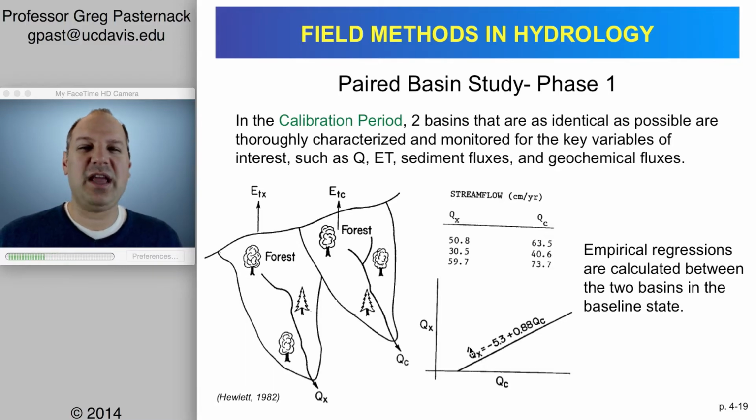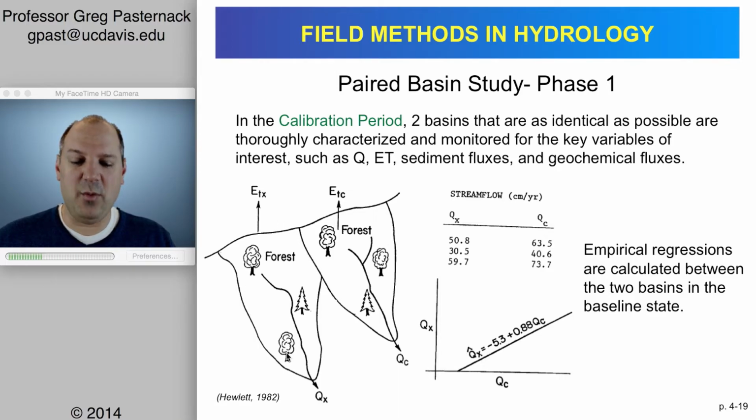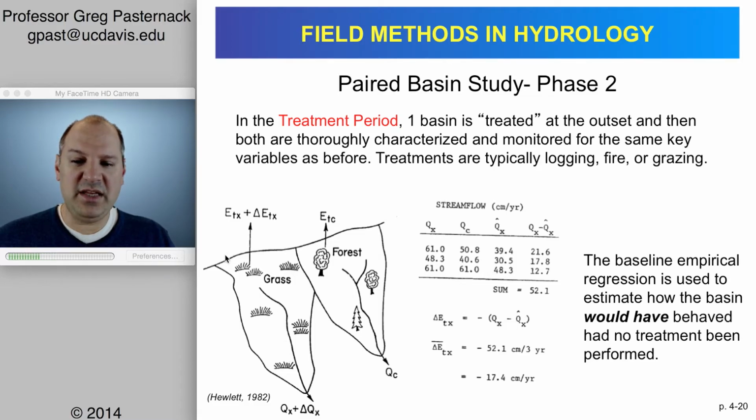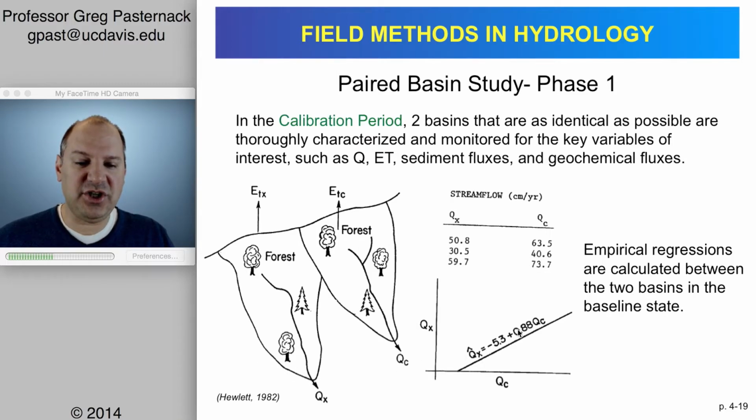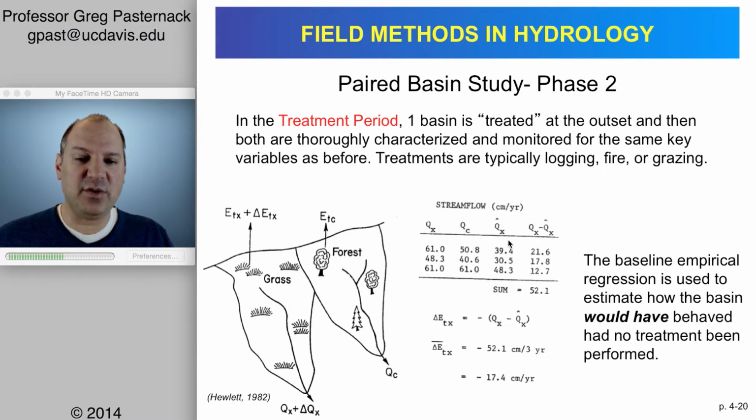If you don't understand this now, then watch this, pause, go back, think about it. The key is we need to know two things about the treatment watershed. We need to see, of course, what happened when we treated it, but we have to have an idea of what would have happened if we left it alone. And this function tells us that. And then as a result, the difference between what actually happened and what would have happened if we left it alone is the effect of the treatment. And that's shown here.